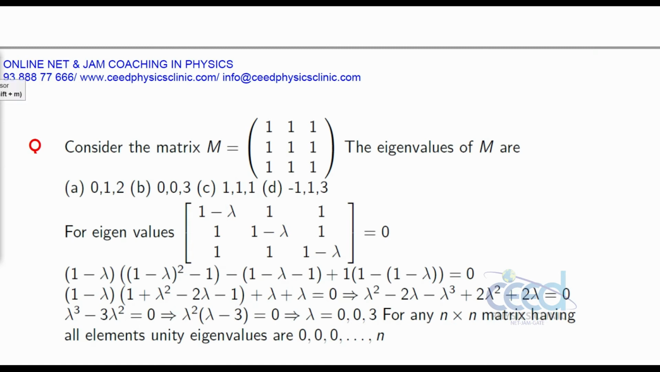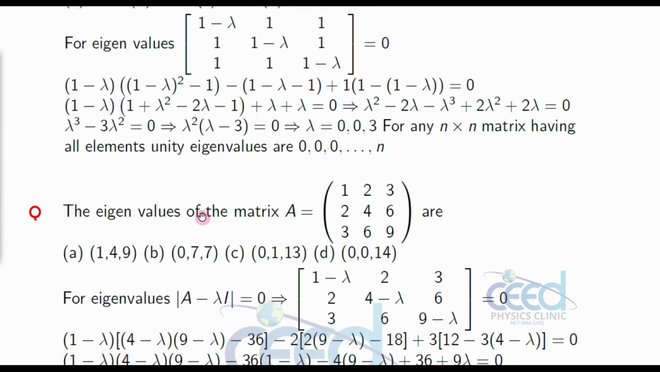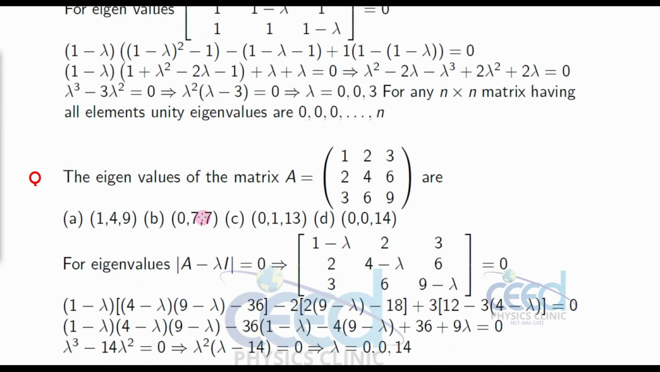Okay, now another question: the eigenvalues of the matrix A equal to 1 2 3, 2 4 6, 3 6 9 are. See, if you apply the method, lambda 1 plus lambda 2 plus lambda 3 is equal to the sum of diagonal elements, that is 1 plus 4 plus 9, that is 14, right? That is 14.